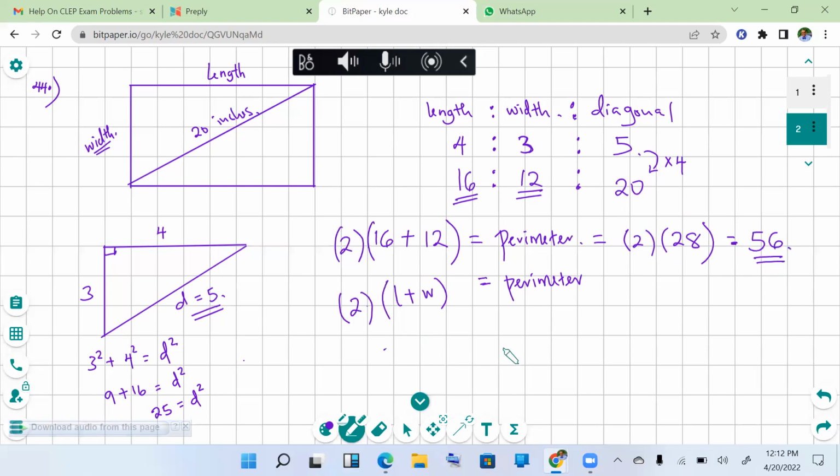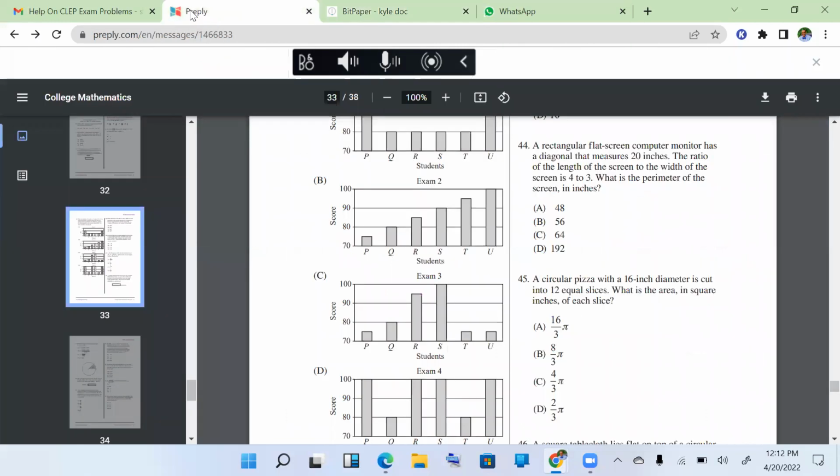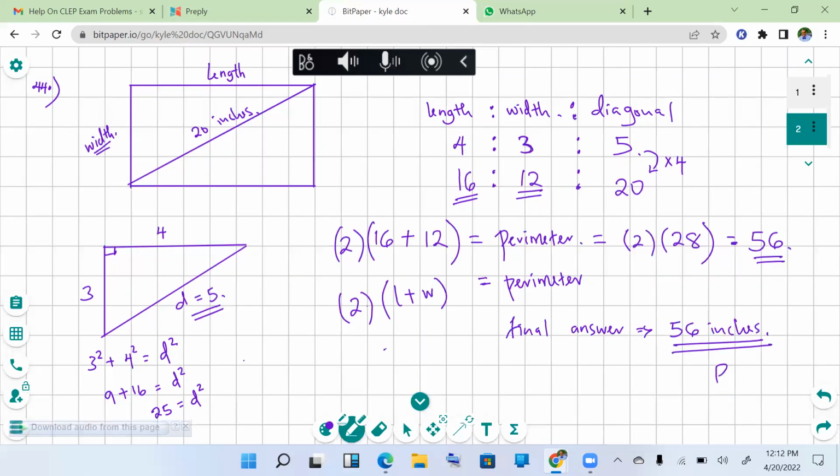So the final answer for the perimeter is going to be 56 inches. All right, so we go to the next question. So 56 inches, and that is B.